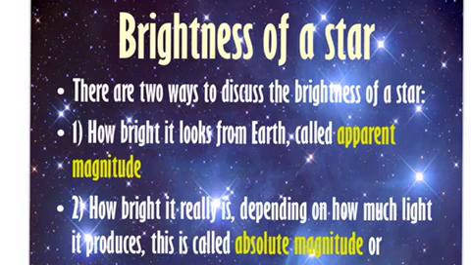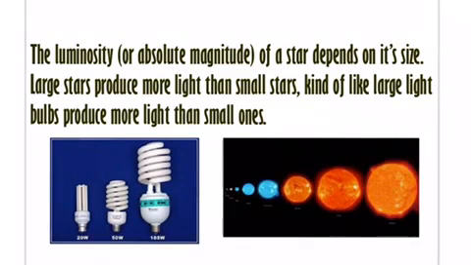That's its apparent magnitude. How bright a star truly is, depending on how much light it produces, is called its absolute magnitude, or its luminosity. Absolute magnitude discusses how bright a star truly is based on how much light it produces, while the apparent magnitude is how bright a star looks or appears from Earth. The luminosity, or absolute magnitude of a star, depends on its size. Large stars produce more light than small stars, kind of like large light bulbs produce more light than small ones. So luminosity depends on the size of a star. Big stars produce more light.